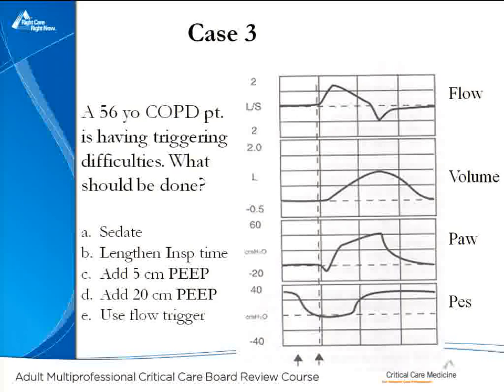This gets back to a question I was asked right at the very beginning. Case number 3. A COPD patient is having trouble triggering the ventilator. What should be done? Now here are graphics. Flow, volume, airway pressure, and we've got esophageal pressure right here. Do we sedate this patient? Do we lengthen the I time? Do we add 5 of PEEP? Do we add 20 of PEEP? Do we switch to a flow trigger? So we got a COPD patient who clearly is uncomfortable and having trouble triggering the ventilator.